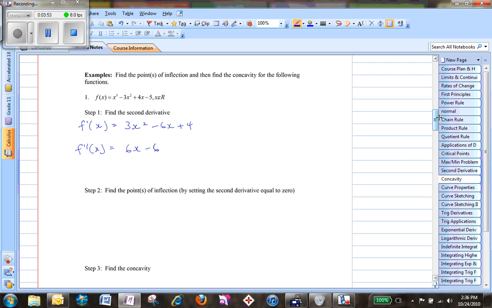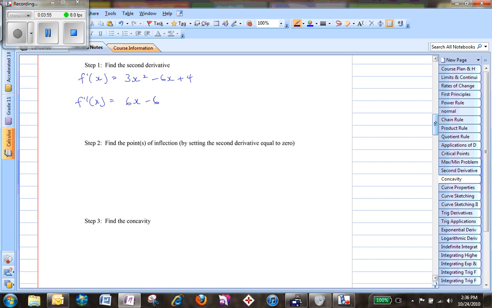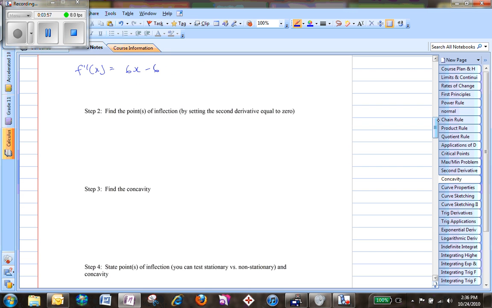It then says, find the points of inflection, and that's by setting the second derivative equal to 0. Which we already know how to do technically. 6x minus 6 is 0, 6x is 6, so x is equal to 1. This looks very familiar to you, and it should. It's almost identical to finding critical points. This time, instead of using the first derivative, I'm using the second derivative.